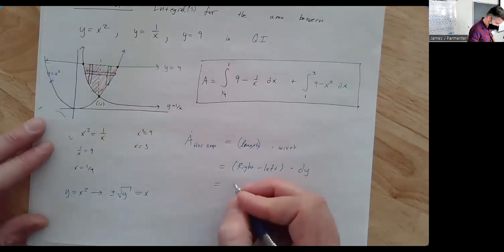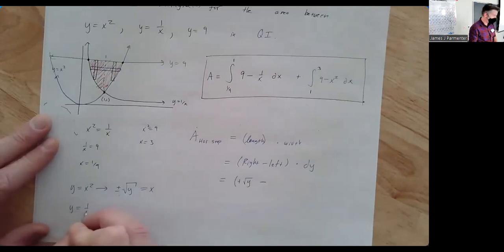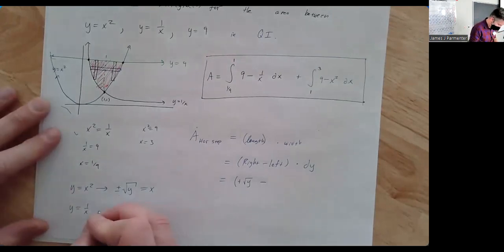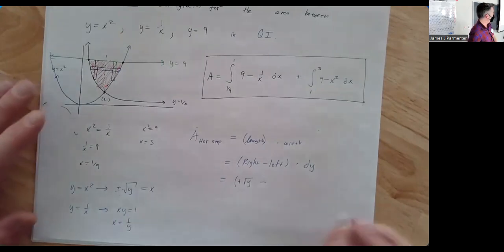So I want the positive square root of y. y equals 1 over x is one of those funny things where if you solve for x, you get the same sort of function back as a function of y. In other words, if I multiply both sides by x and then divide both sides by y, you get x equals 1 over y. It's kind of neat. It's its own inverse, kind of weird.